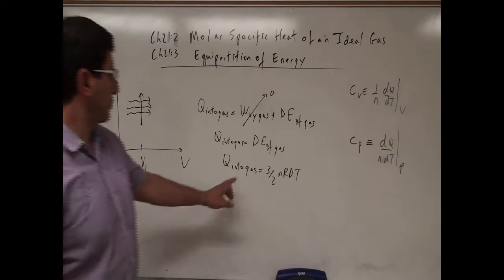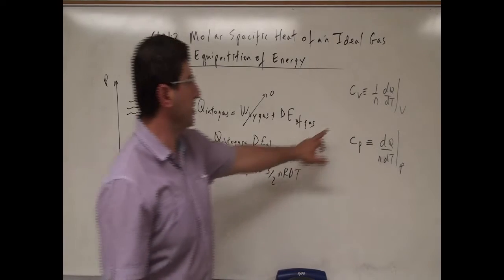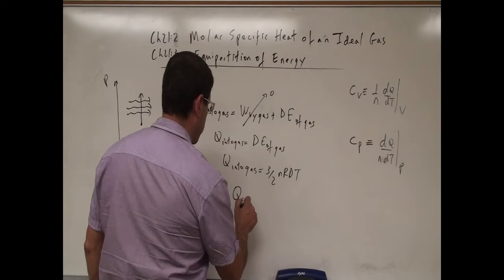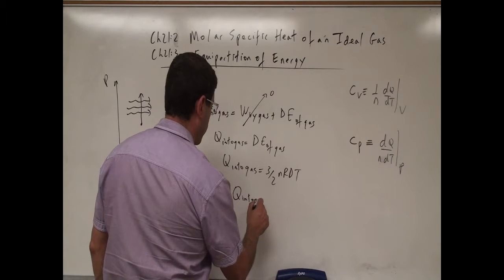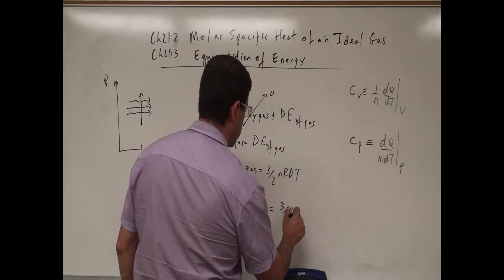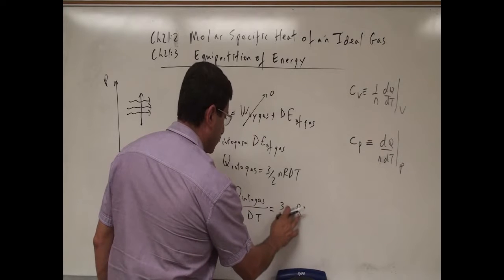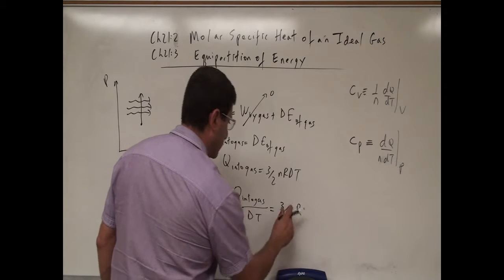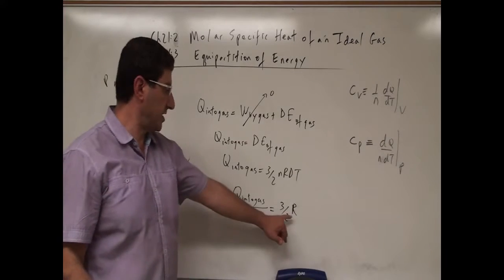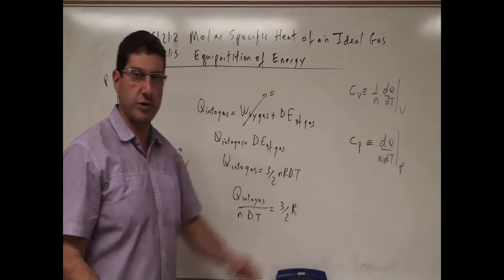So then if we write this, dT can come down here, right? You notice that this is beginning to look a lot like this. So we have here Q into gas divided by dT is equal to 3 halves nR. And of course we can also bring the n down here, and then this one will equal what? 3 halves R. Well, the molar specific heat of a monatomic ideal gas will therefore equal 3 halves R, right?